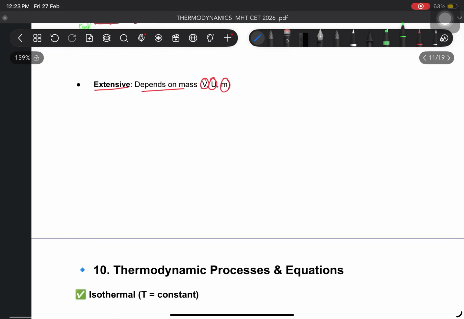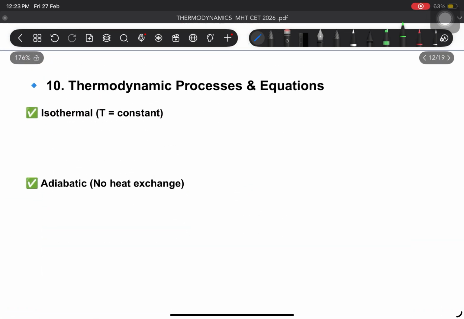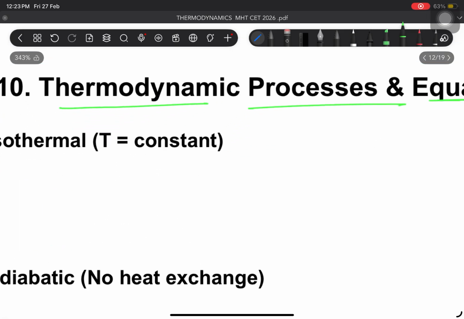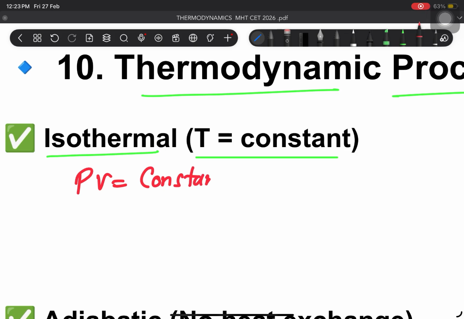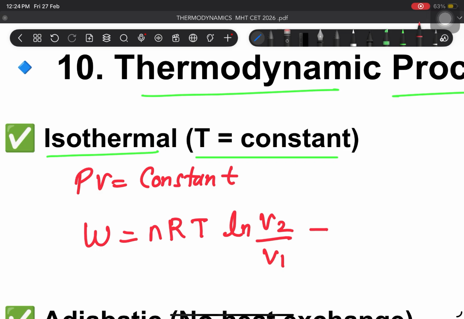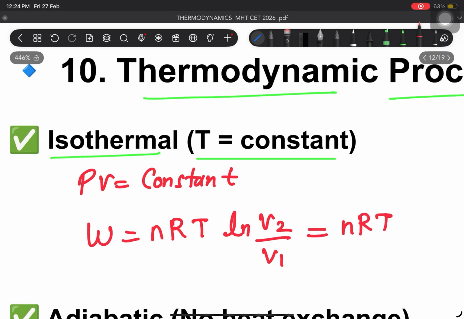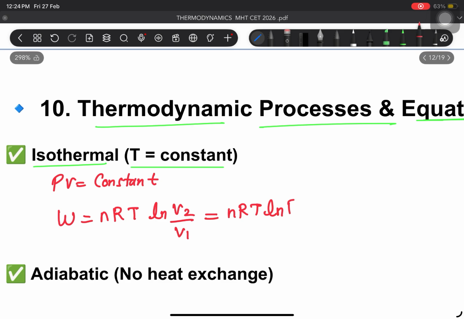Next topic is thermodynamic process equations. First, isothermal. Temperature is constant, PV equals constant, and the work done equals nRT ln(V2/V1), or nRT ln(P1/P2).